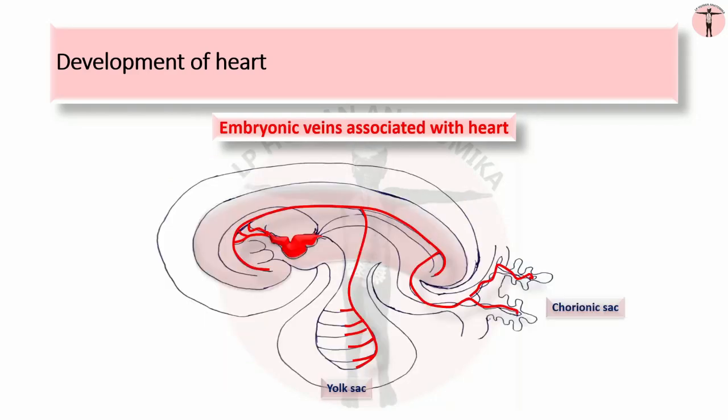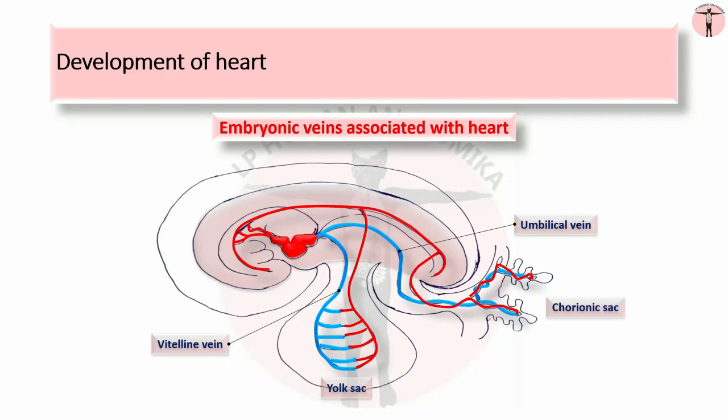Looking into the development of each part of the heart tube, first let us see the development of the sinus venosus and its derivatives. During the 4th week of development, the sinus venosus is connected to 3 veins on the right side and left side. They are vitelline veins, which return poorly oxygenated blood from the umbilical vesicle or yolk sac, and umbilical veins, which carry well oxygenated blood from the chorionic sac.